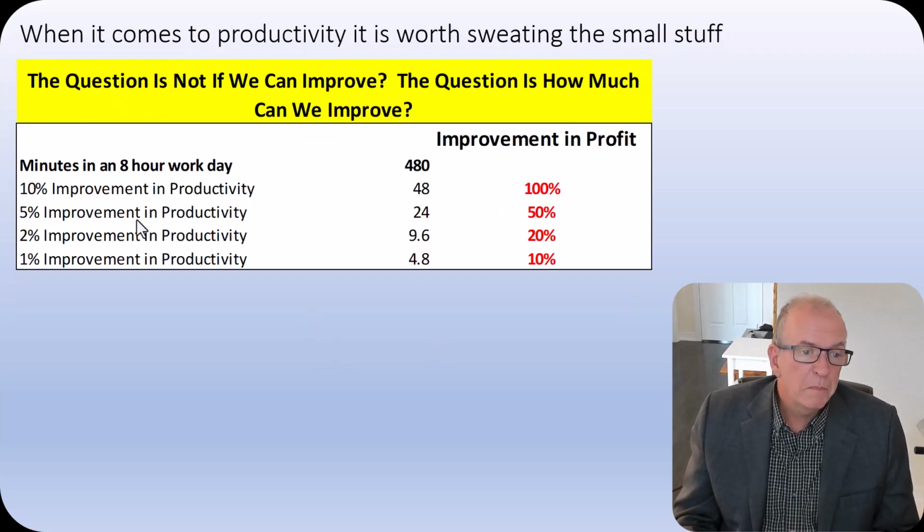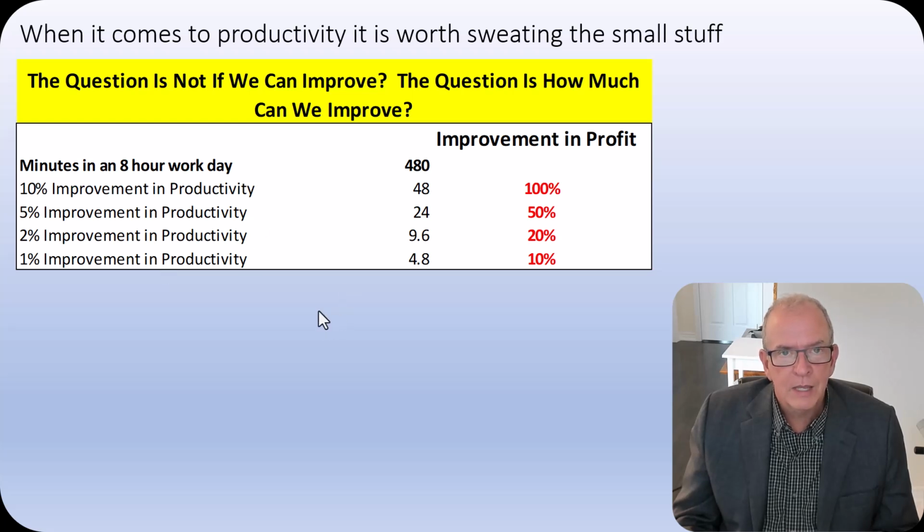And some of you are saying, 10%, Tom, that's a lot. Okay, fine. 10% is a lot. Let's go with 5. That would be a 50% improvement in profit. That would be a $2 million gain. 2% improvement, that's a 20% improvement in profit. 1%, that's a 10% improvement in profit. That's a $400,000 gain. So you've got to start somewhere, and I would really be thinking about this.